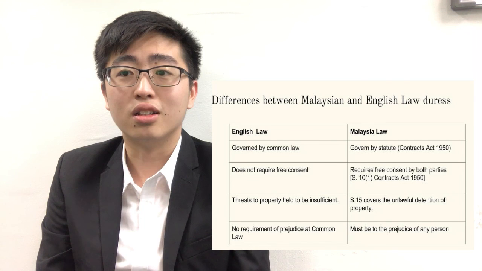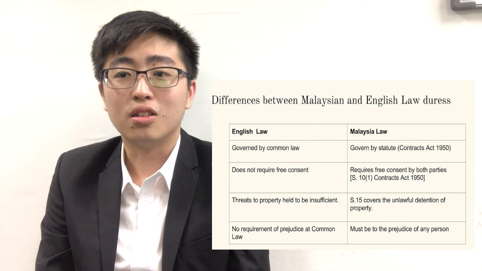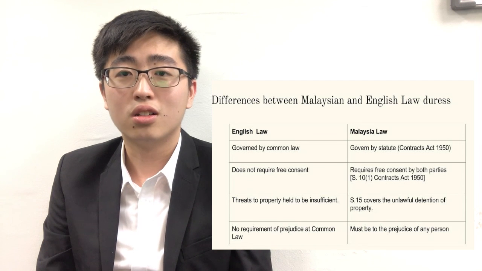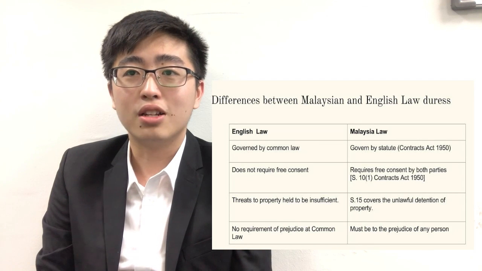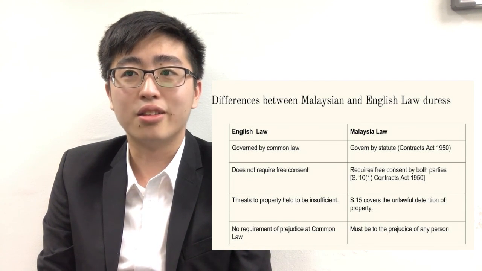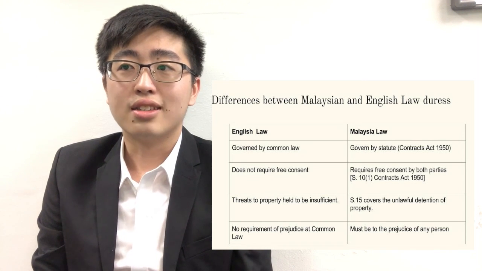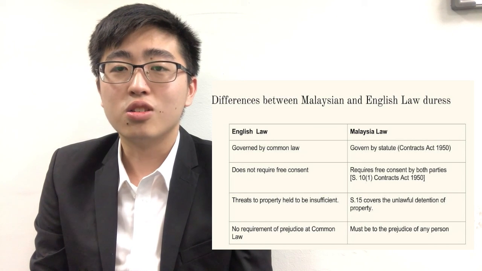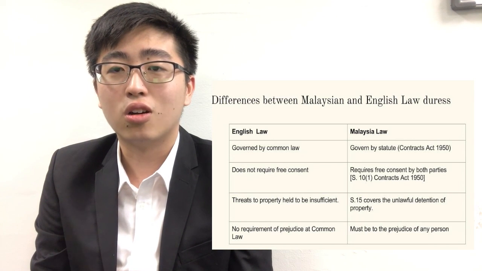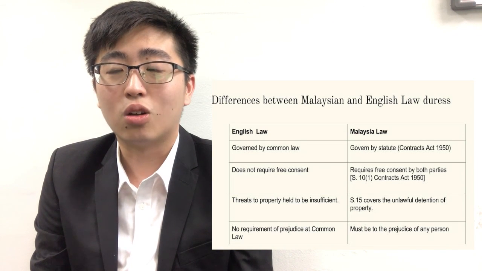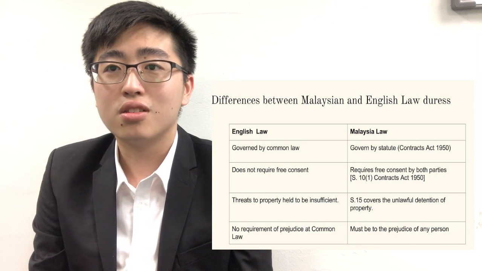There are differences between the approaches of the English and Malaysian law of contracts towards duress as a vitiating factor. The first difference is that duress under English law is governed by the common law, while in Malaysian law, duress is governed by statute, which is the Contracts Act 1950. The second difference is that there is no requirement of free consent in English law, but in Malaysian law, according to Section 10 subsection 1 Contracts Act 1950, free consent is required.